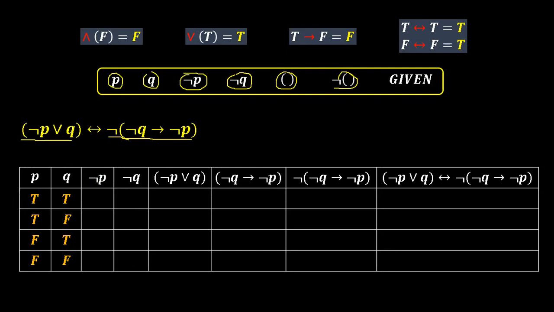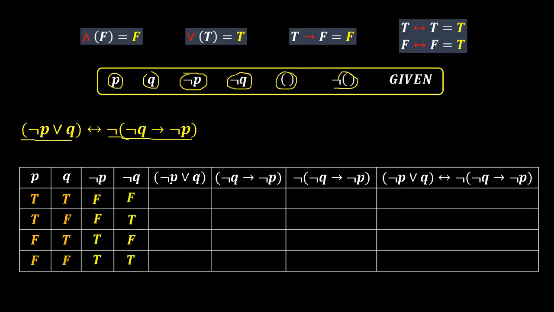So for not P, that is again the opposite of your P. So if you have here true, that is false. And if you have a false value, then the negation for that is true. Same process with not Q. You have your Q here. So negation of this one: false, true, false, and true.